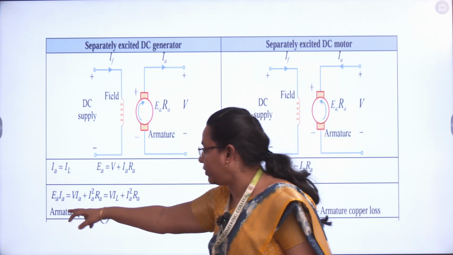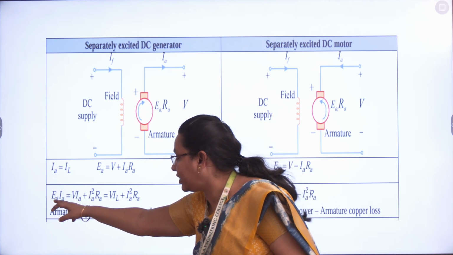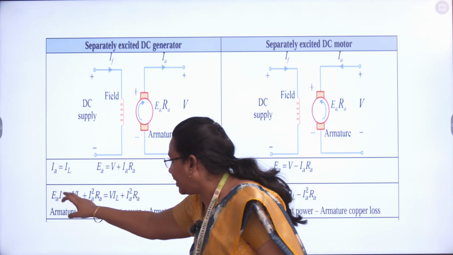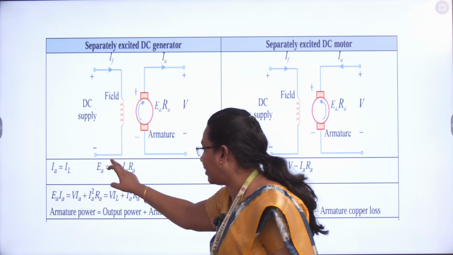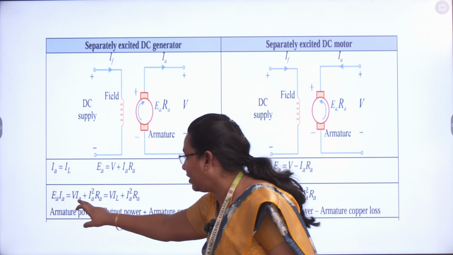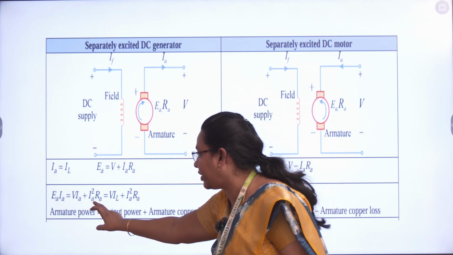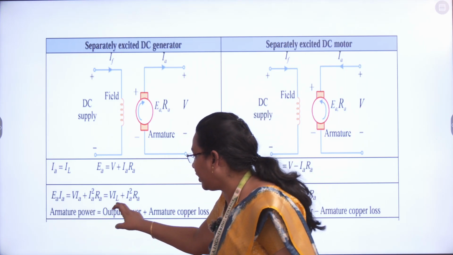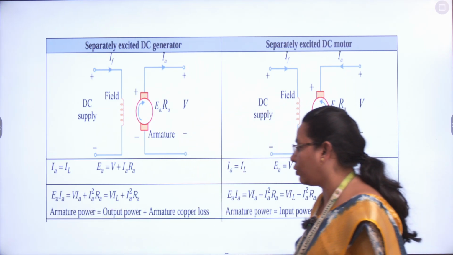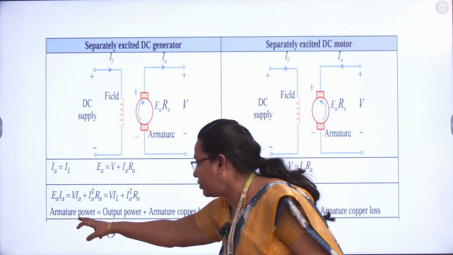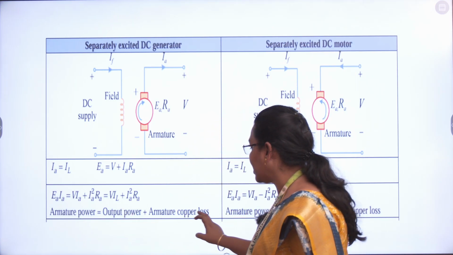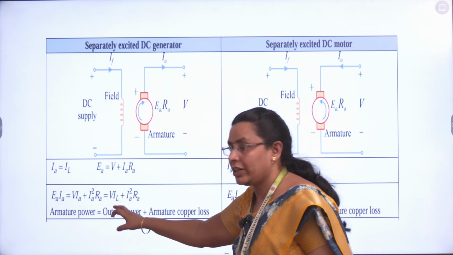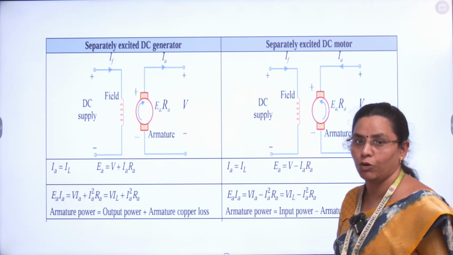And the power equation: power equals EA into IA. So we have the EA term and we are going to multiply it by IA. V plus IA RA, into IA. We get V into IA plus IA square into RA. This IA should be equal to IL, both currents are the same. So what is the armature power? Armature power equals output power plus armature copper loss. We know I square R is nothing but copper loss, and V into IL is nothing but the output power.